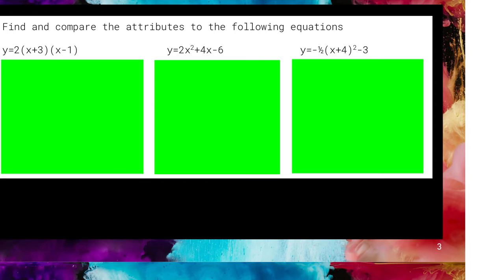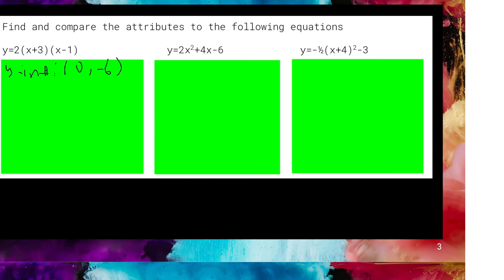All right, guys, so starting with the y-intercept. Whenever I type this into Desmos, I see that the y-intercept, which is where the graph crosses the y-axis, is at the point (0, -6).